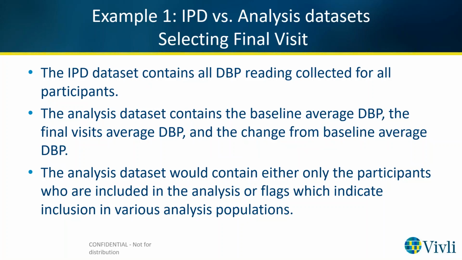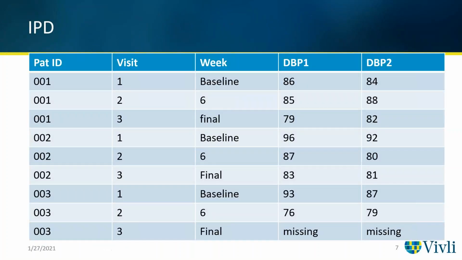What you have to do in using the analysis data set, and one of the real differences is that the final data set is defined and analyzed and included in the analysis data set. The IPD data sets include all of the readings, not the averages, also include all the values that are measured, not necessarily the final. The analysis data set includes the average baseline diastolic blood pressure, the final visit average diastolic pressure, and the change from baseline between those 2 average DBPs. Therefore, the analysis data set will either include participants who are included in the analysis, or potentially it may include all the participants with inclusion flags for various analysis populations.